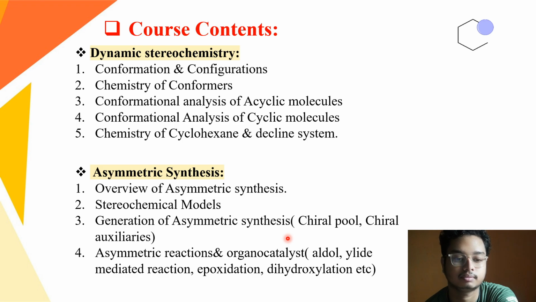because I have seen that some questions in CSIR come from the asymmetric synthesis part. So here we discuss the overview of asymmetric synthesis and stereochemical models. Stereochemical models comprise the Cram model, Cram-Chelate model, Felkin-Anh model, and Zimmerman-Traxler interaction models also. And we are also talking about generation of asymmetry, which contains chiral pool, chiral auxiliaries, and all. And also asymmetric reactions and organocatalysts, asymmetric aldol reaction, asymmetric ylide mediated reaction, epoxidation, dihydroxylation, etc.